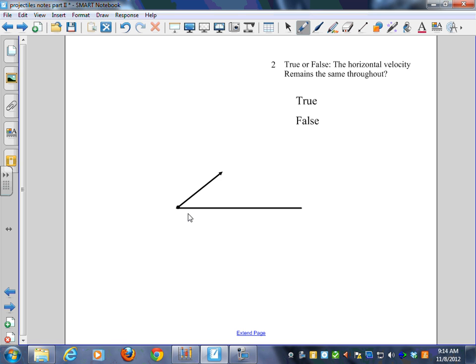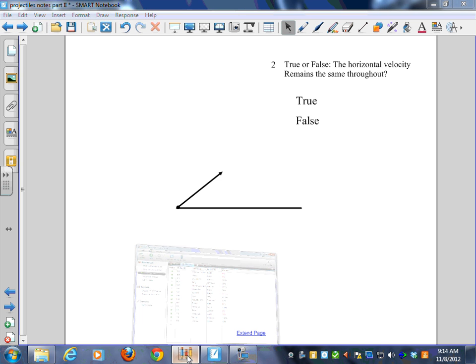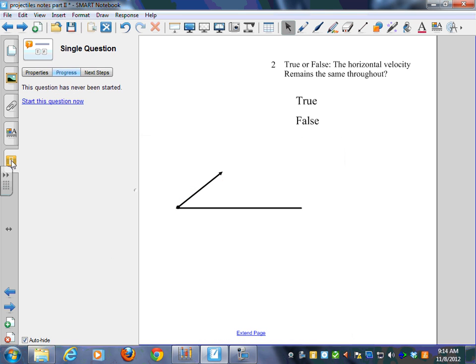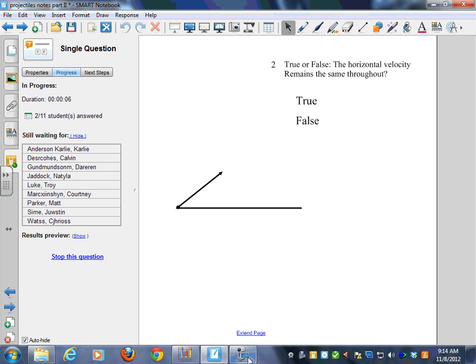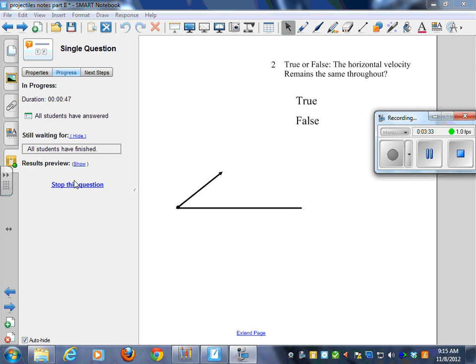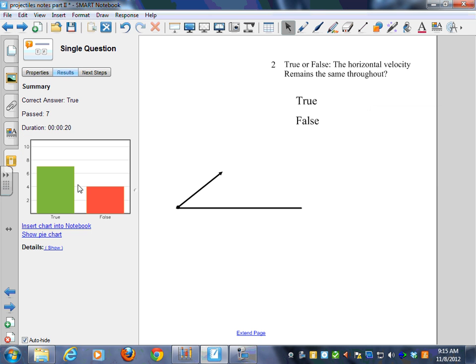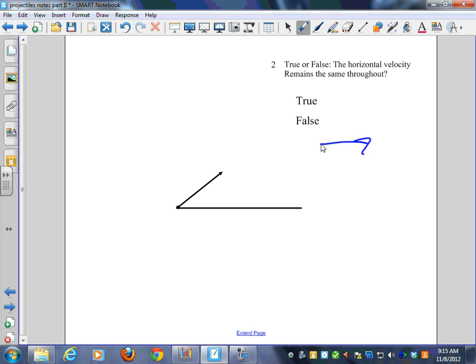Okay, chance to redeem yourself. The horizontal velocity remains the same throughout. True or false? Correct answer? Yeah, it's true. Horizontal velocity remains the same. There's no force acting on it horizontally, except air resistance, right, Darren? There's no force acting on it.